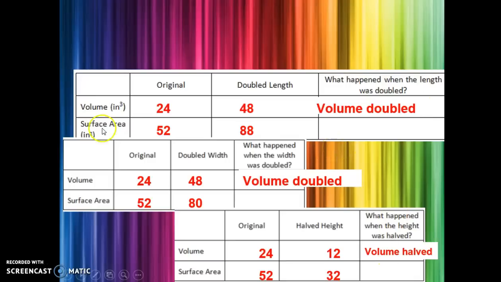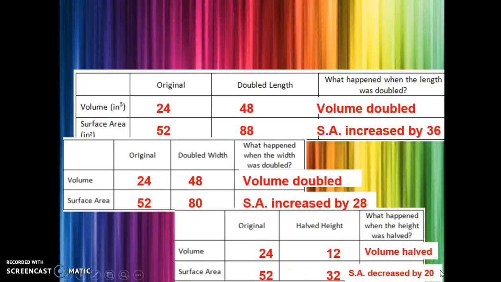Let's look at our surface area. Our surface area here, when we doubled our length, our surface area increased. When we doubled our width, the surface area increased, but by a different amount. And then when we halved our height, it decreased, but not by anything the same as our increases. So we can see that the surface area changes in the same way, in the sense that when we're doubling something, it's getting larger. So here, our surface area is also getting larger. It's increasing, but not by a specific amount. And same down here, when we're decreasing by something because we're getting smaller, but not by a specific amount.